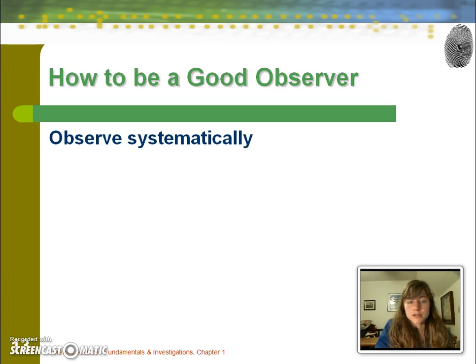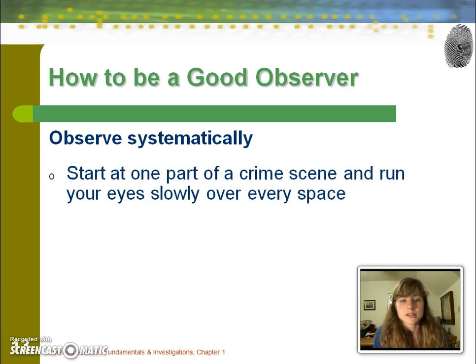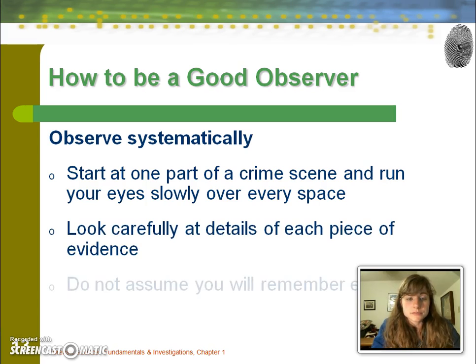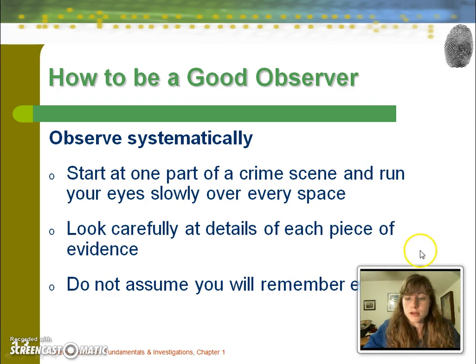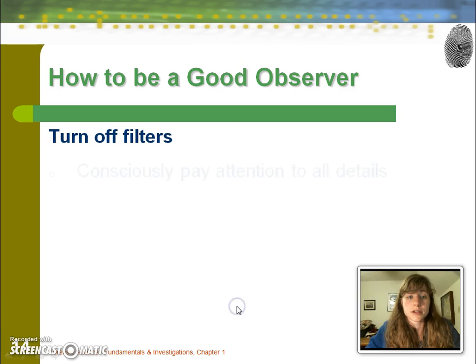Alright, so tips for how you can be a good observer. You can observe systematically. So this would entail starting at one part, running your eyes over every space. This reminds me of when we talked about investigators' techniques with taking a look systematically for a search: grid line pattern, a spiral search, etc. So it's not just kind of hit or miss, you're more systematic about it. And not assuming that you'll remember everything, documentation as you go is important.